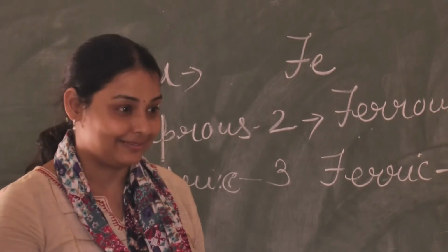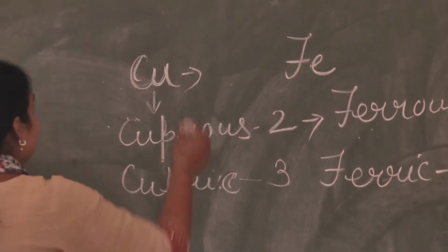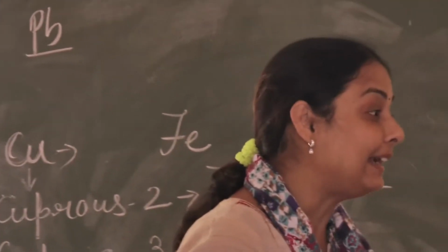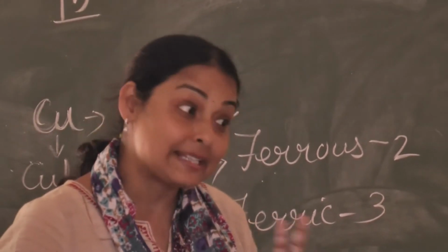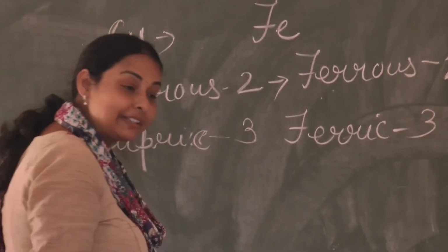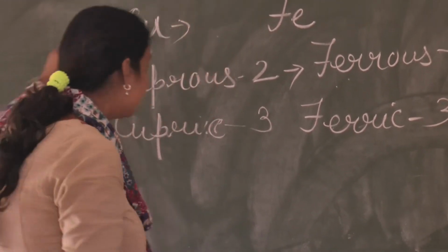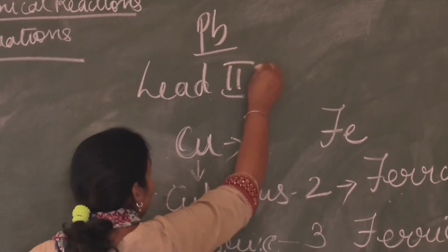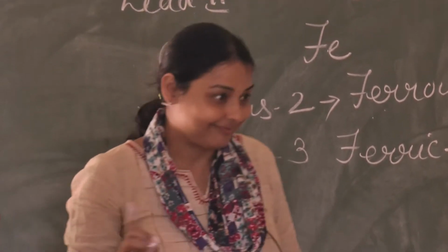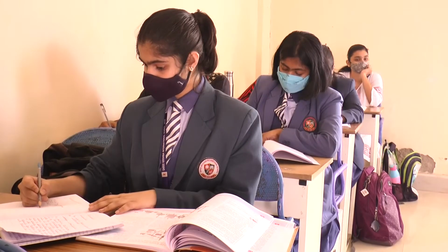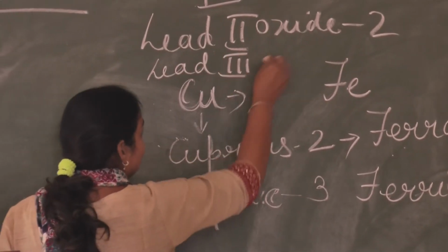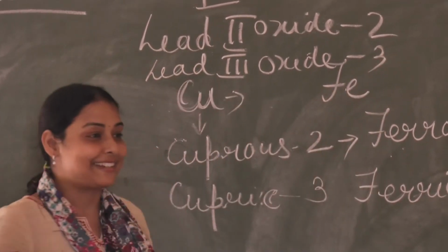Then comes lead, that is Pb. Pb also has lead 2 oxide and lead 3 oxide. It does not come as plumbous and plumbic; it is not written like that. If they write in the questions, whether copper, iron or lead, lead 2 oxide, it means its valency is 2. Don't get confused about what 2 oxide means. 2 oxide means they are giving you the valency of lead. Got it, Archita? Are you getting it? Then comes lead 3 oxide, which means its valency is 3.